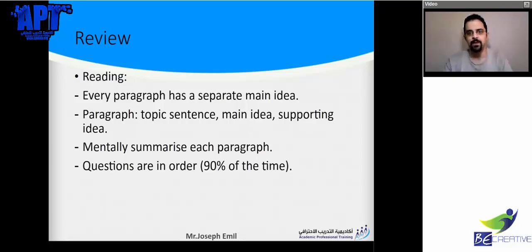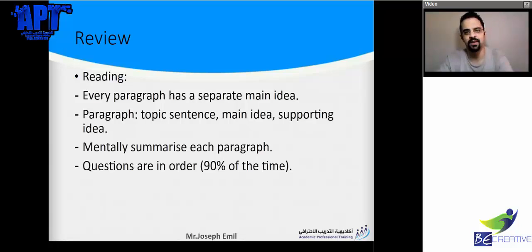How do you do this? Every paragraph has a separate main idea. So let's say you have an essay that consists of 6 paragraphs, the introduction, the conclusion, and 4 other paragraphs. It's very likely that you'll be dealing with 4 ideas. Maybe there will be an additional idea somewhere in one of the paragraphs, so 5. But it's very unlikely for a paragraph to have more than 2 ideas. Okay, so it's just 1 or 2 ideas at the most.